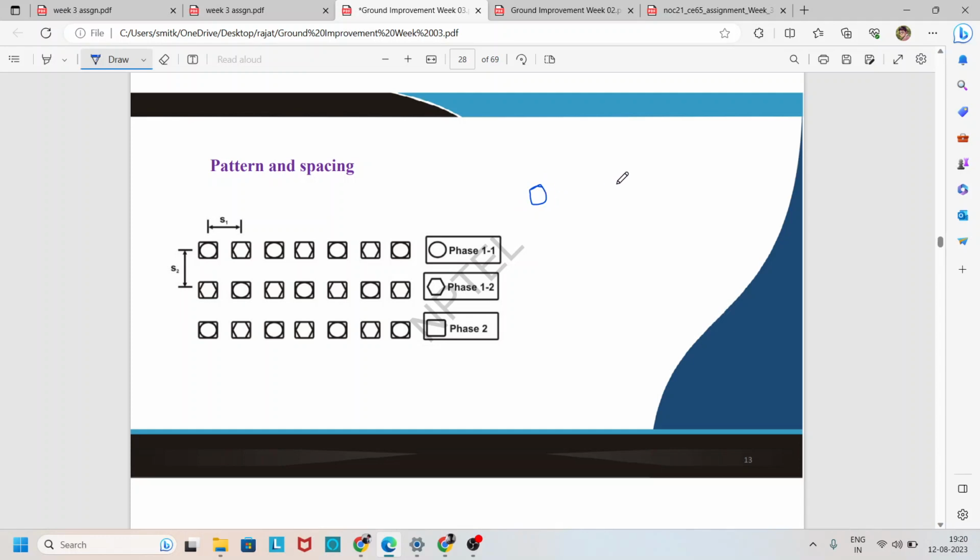In phase 1, we apply energy here, here, here, and in phase 2, we apply energy here, here, here. And in the next phase, we apply energy at all the points here, like that. So in this, the pattern shape is square. We apply energy at different points, and deep densification or tempering is done on the ground.